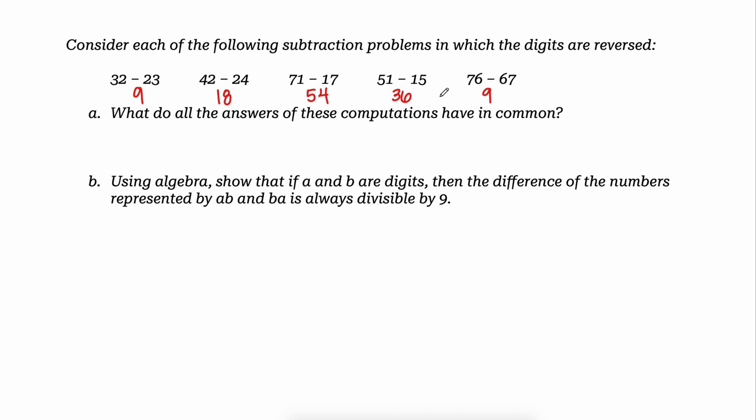Well, if you look at them, all of the answers are multiples of 9. So 9 is just 9 times 1, right? 18 is 9 times 2, 54 is 9 times 6, 36 is 9 times 4, and then again, 9 times 1 for 9.